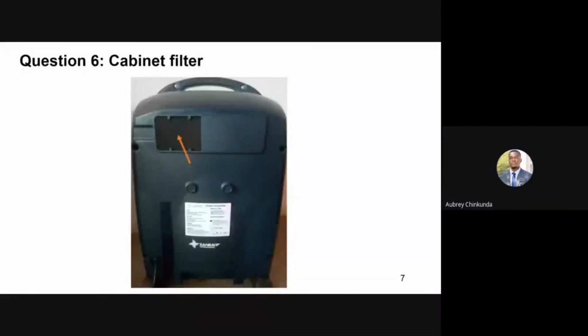Thanks, Maui. So, no, it is not safe to use concentrators without cabinet filters, both for the patient and the concentrator. As has already been mentioned, the function of cabinet filters is to prevent large dust particles from entering the concentrator. The small dust particles that make their way through the cabinet filter are trapped by the intake filter. This ensures that clean air is fed into the compressor and subsequently the required oxygen purity is reached.